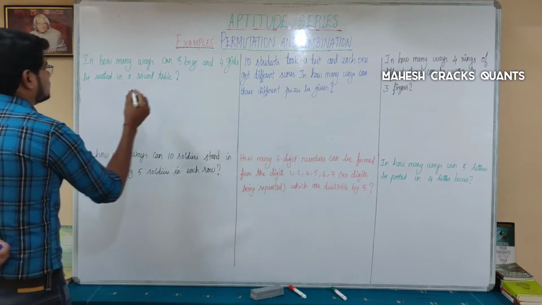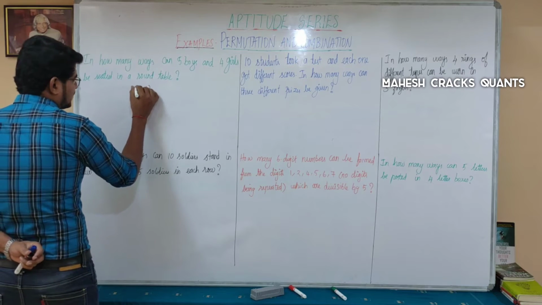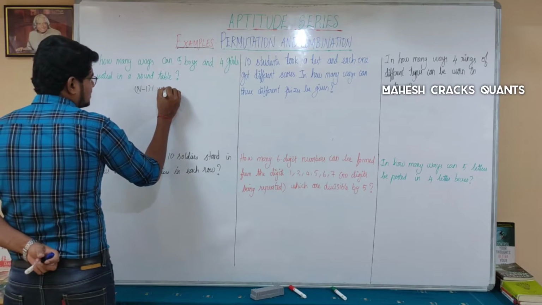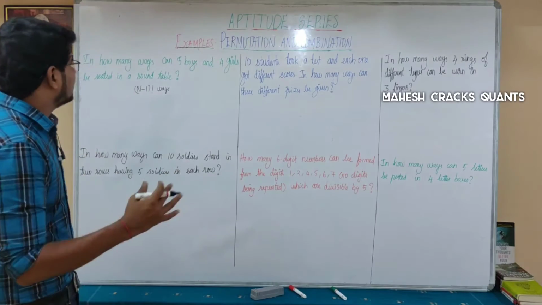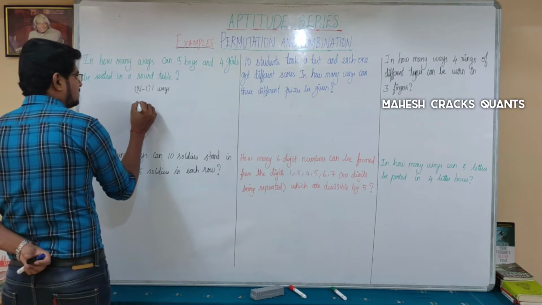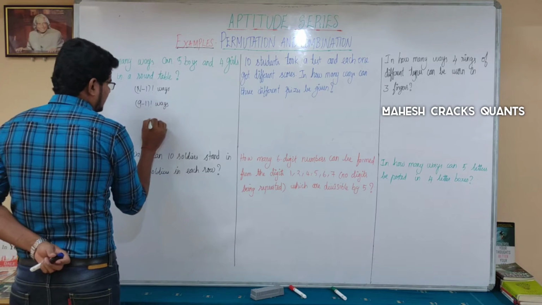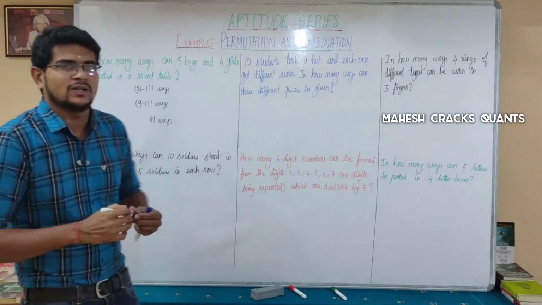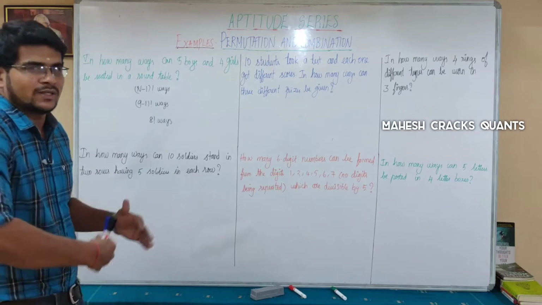So when it comes to a round table, we know that (n minus 1) factorial is the number of ways you can place the members in a round table. Here total members are 9. Out of 9 members I am going to fix 1 member. So 9 minus 1 factorial ways, which is nothing but 8 factorial ways. The answer for this question is 8 factorial ways. When you find the value of 8 factorial, you will get the answer. That's it. Let's move on to the next question.